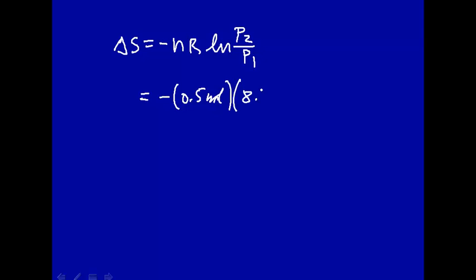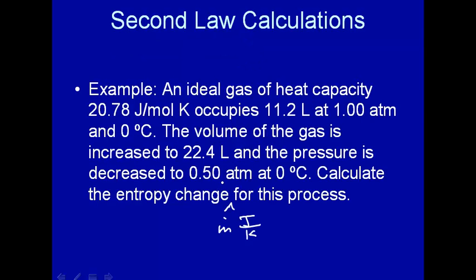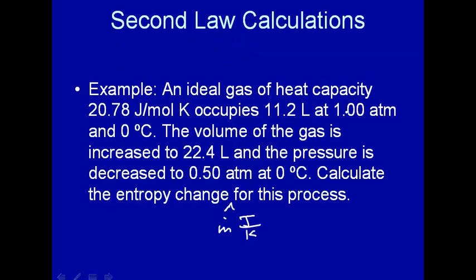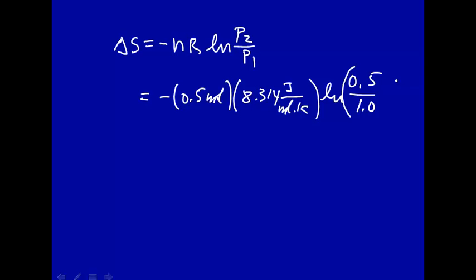Delta S is minus nR times the natural log of the final pressure over the initial pressure. So it's minus 0.5 mole, 8.314 joule per mole Kelvin, times the natural log of the final pressure, 0.5, over the initial pressure, 1, and this comes out to be exactly the same, 2.88 joule per Kelvin.